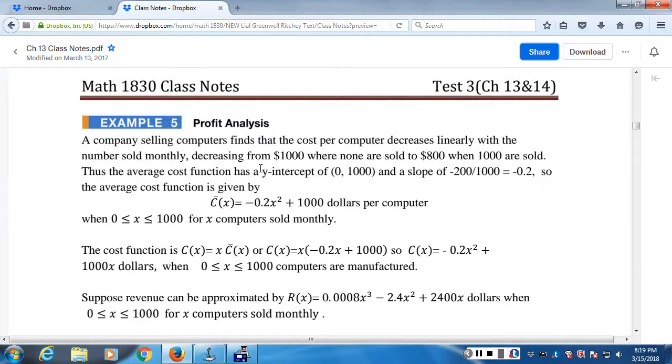I said that cost per computer can bring to mind average, because when you have average, that is a cost per computer. Okay, but it can also be the slope of the cost function. Okay? That's the marginal cost. So the average cost function would have the x squared, because the cost function would not. The cost function should be x times the average cost function. That would be x squared.